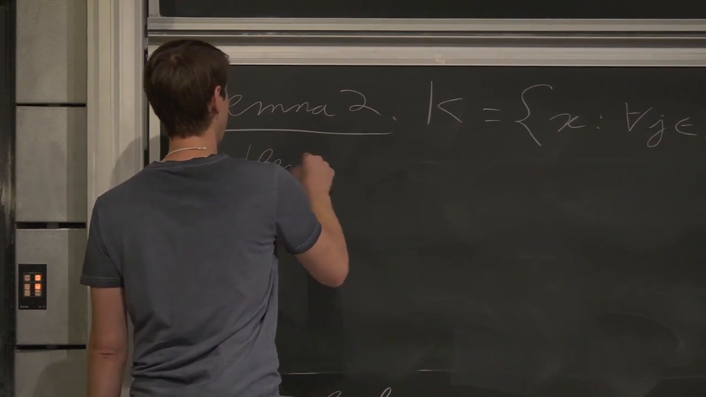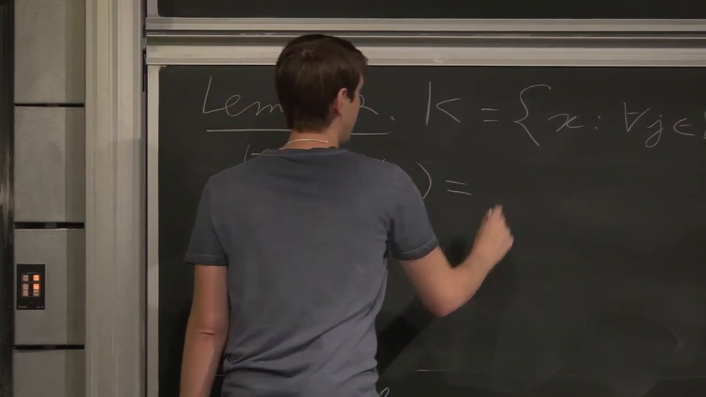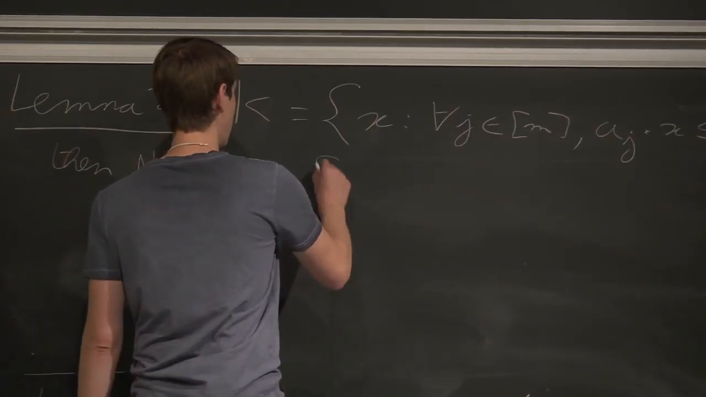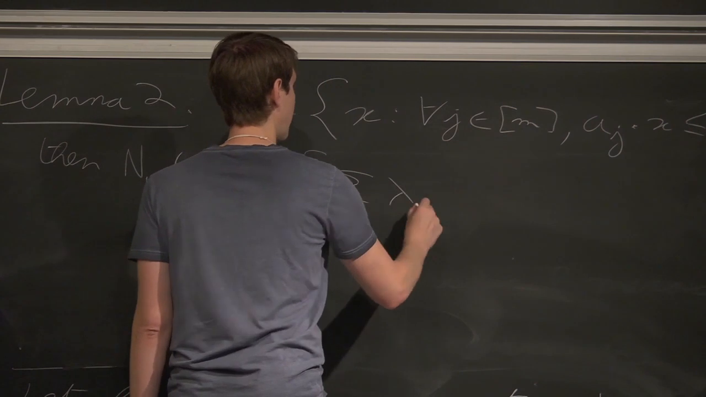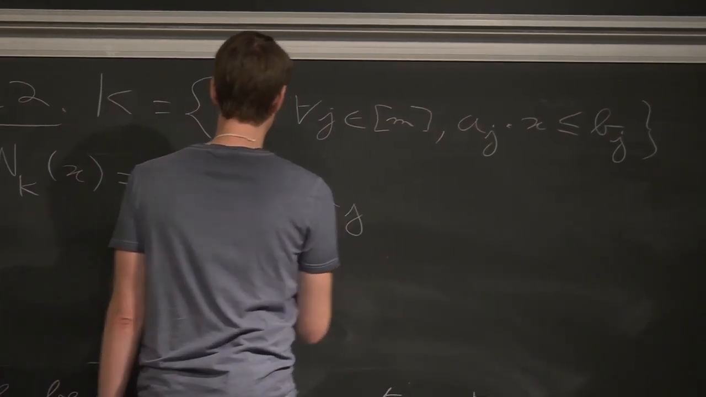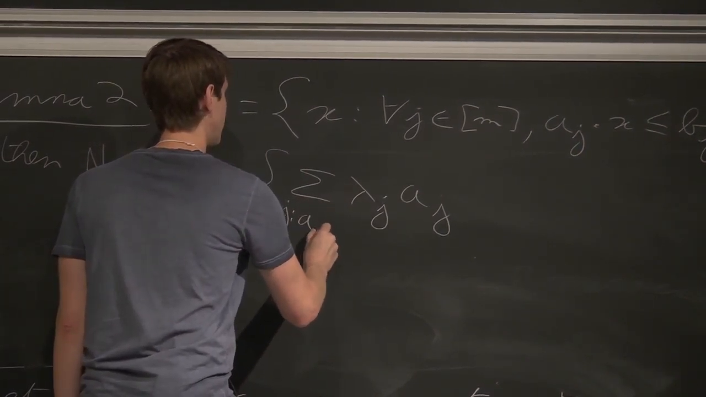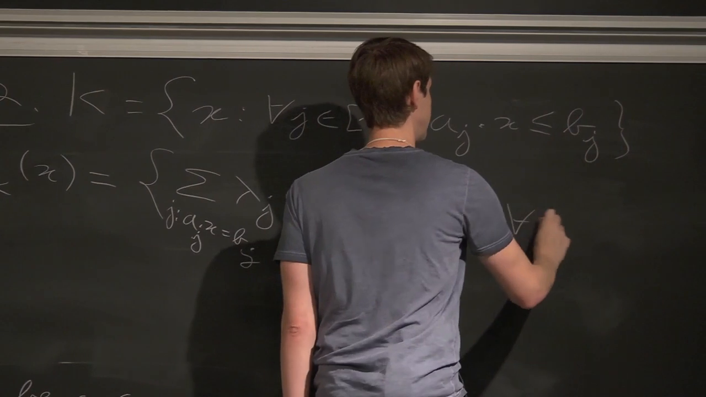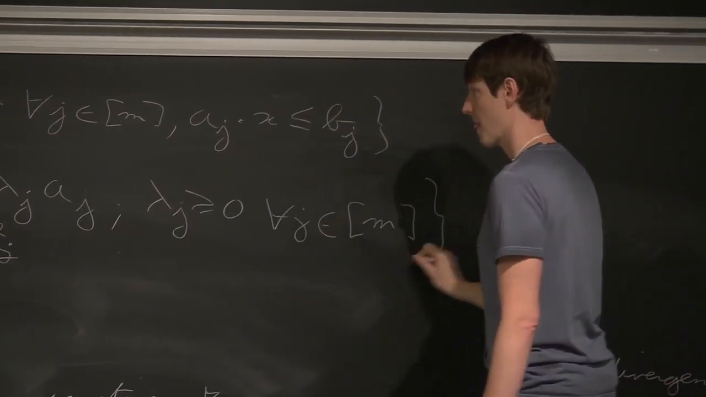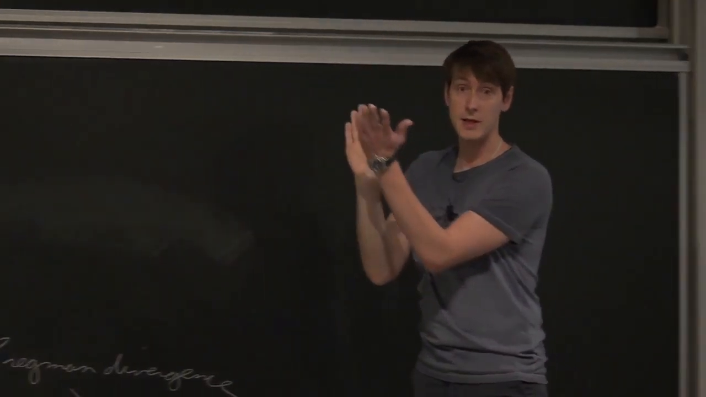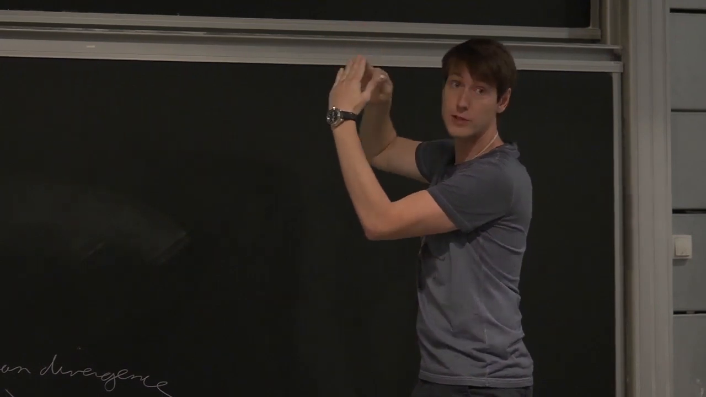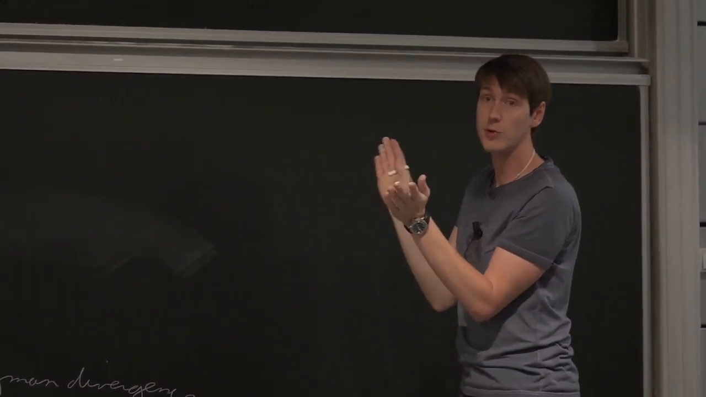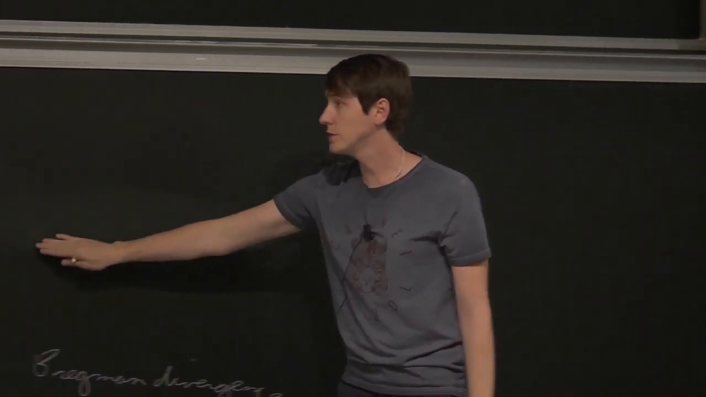This is the definition of the polytope. Then the normal cone at some point x is just the conic combination of all the tight constraints. So it's the set of sum of lambda_j a_j over all the j such that a_j dot x is equal to b_j, and the lambda_j are non-negative for any j in 1 through m. In this picture, at the point y, I had two tight constraints, this one and that one. They have two normal directions, and my normal cone is just all the positive combinations of those two normal directions. That's all this is saying.